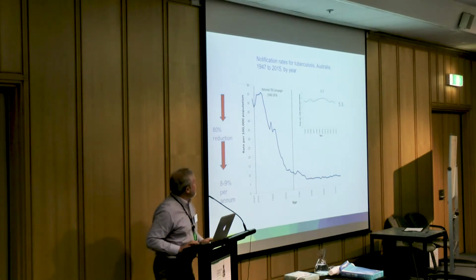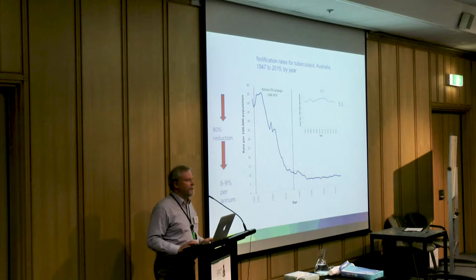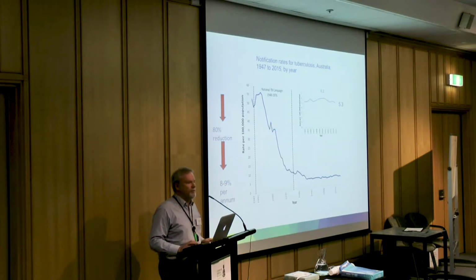So this is a graphical representation of notification rates over that period since 1948, and you can see that there was about an 80% reduction in TB incidence between the late 40s and the mid 70s, and this equated to about an 8 to 9% decrease per annum. However, for the last 30 years, our rates have remained fairly stable, although very low, between 5 and 6 per 100,000.